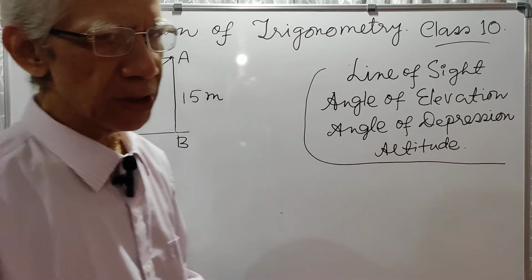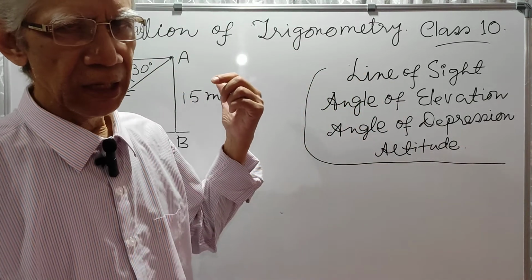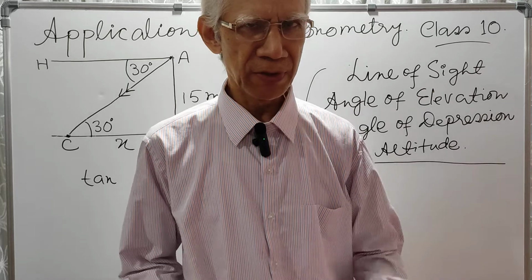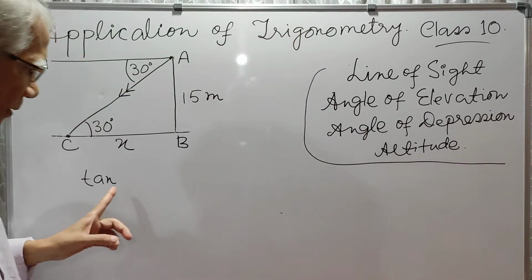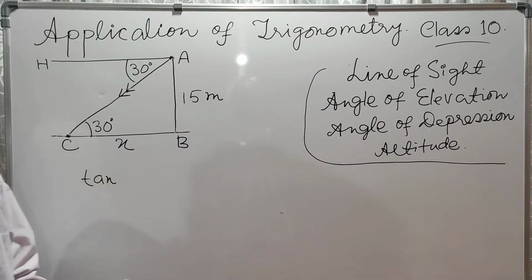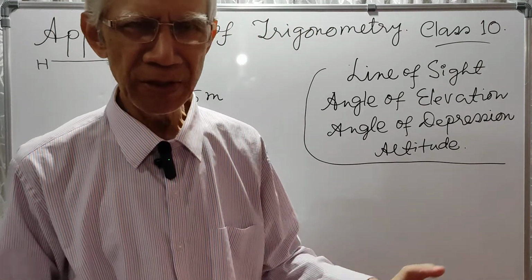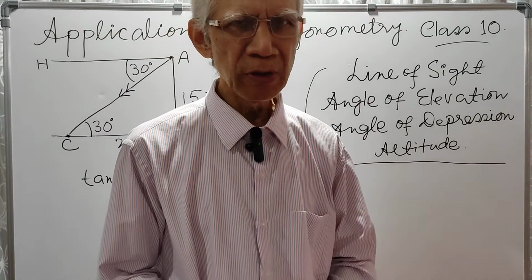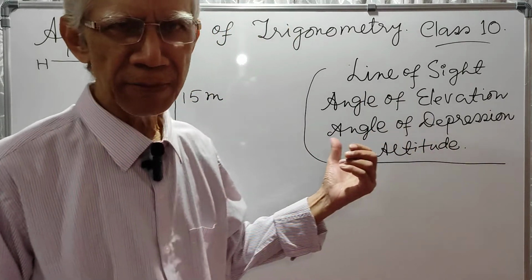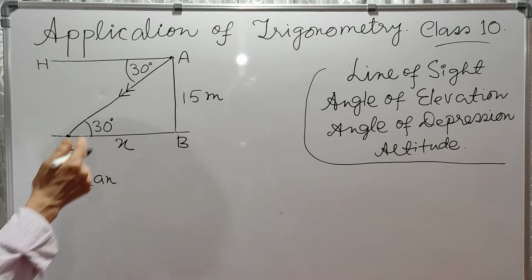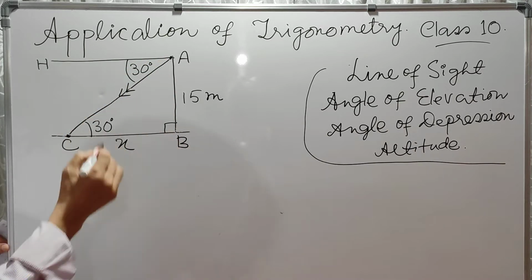Now you see, about 90% of the times you have to use tan. The other trigonometric ratios are hardly used. So sin and cos are used in some cases, but mostly, as I told you, about 90% of the numerical sums require this knowledge of tan. Okay. Now, this is a right angle triangle like before.